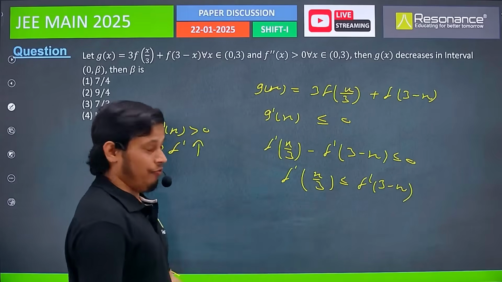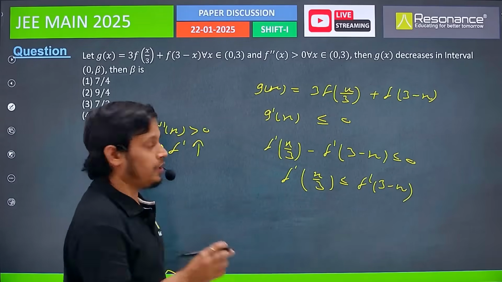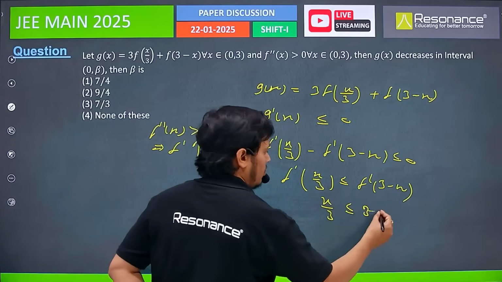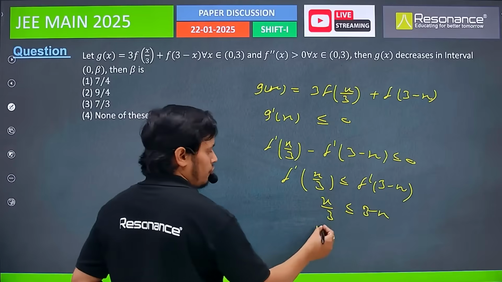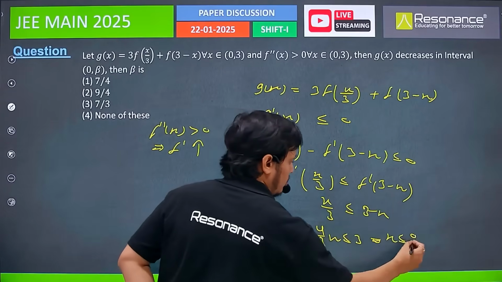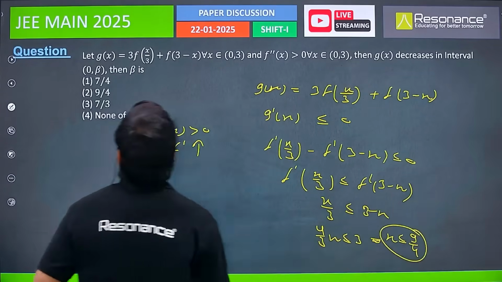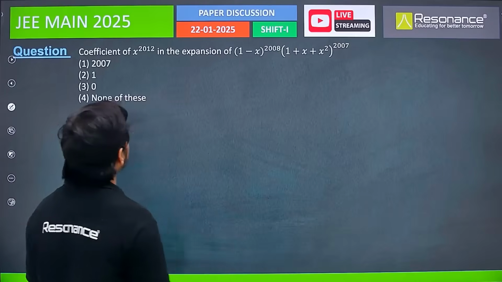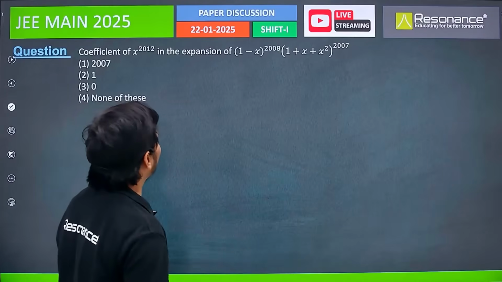Now if we remove the f function, since it is increasing, the sign of inequality will not change. 3 minus x, x came this side, so 4 by 3 x less than or equal to 3, then x less than or equal to 9 by 4 came. Which option is correct? The second one. Now coming to the next question, the coefficient of x power 2012.